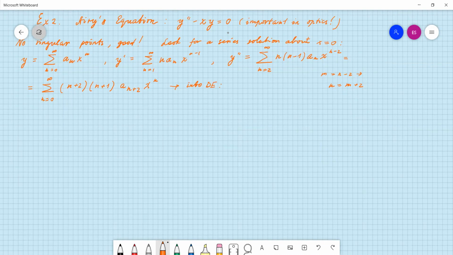And I'm going to get two terms, right? The first term is the second derivative: n plus 2, n plus 1, a_{n+2}, x to the power of n, starts with 0, goes to infinity, minus x, which sits over here in front of y, and then a standard power series, which I copy from over here: a_n x to the power of n, goes from 0 to infinity, equals 0. Now what I'm going to do, guys, I'm going to bring this x inside, and it's going to shift my index over here, from n to n plus 1.